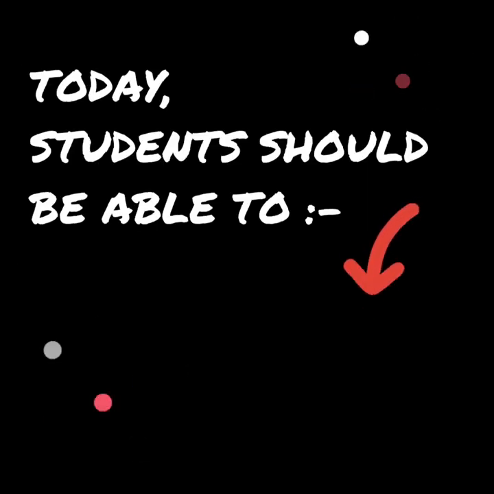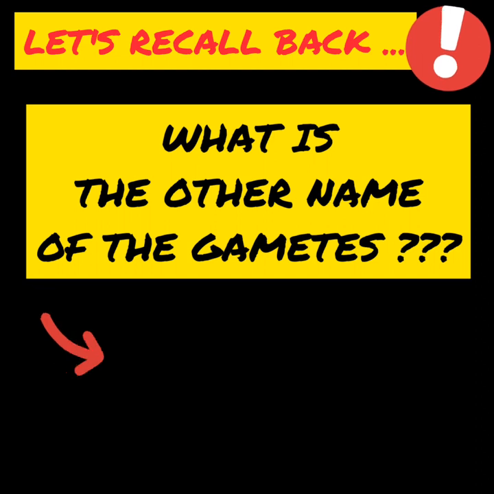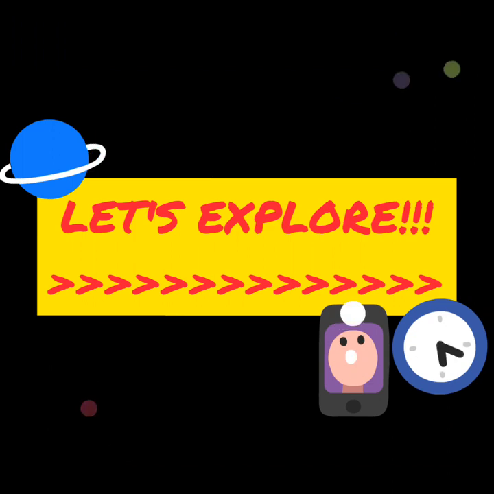Today, students should be able to compare and contrast the male gamete with the female gamete in the reproductive systems. Let's recall back. Do you still remember what is the other name of the gametes? Yes, very good. Gametes are also known as reproductive cells. So today, we will compare and contrast between male reproductive cells and female reproductive cells in the reproductive systems. Let's explore.